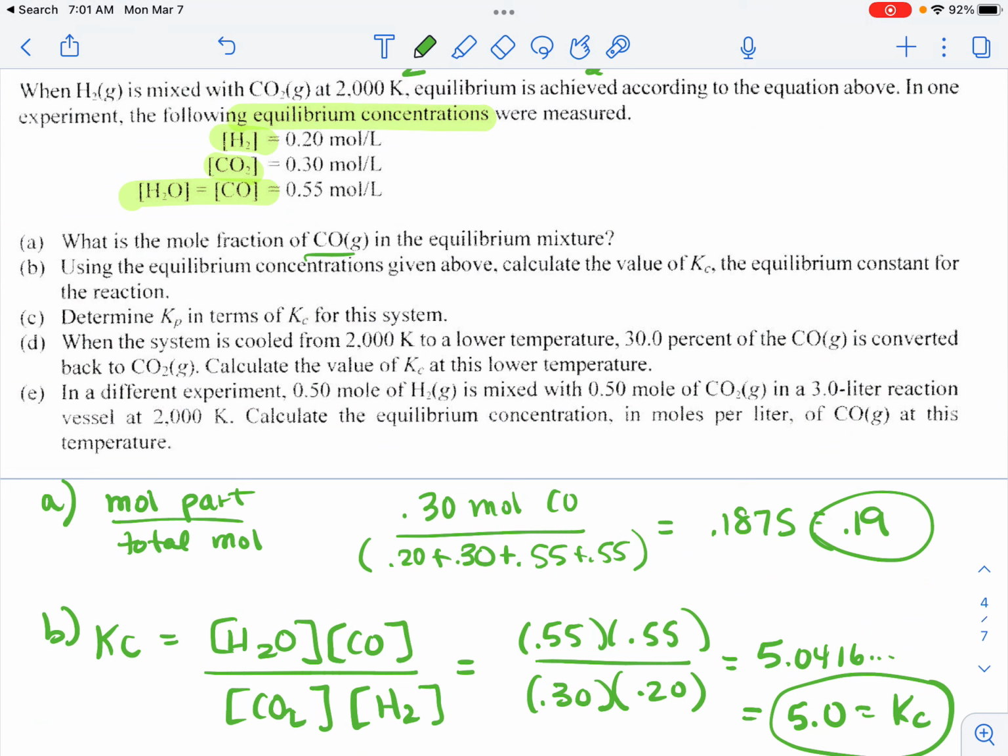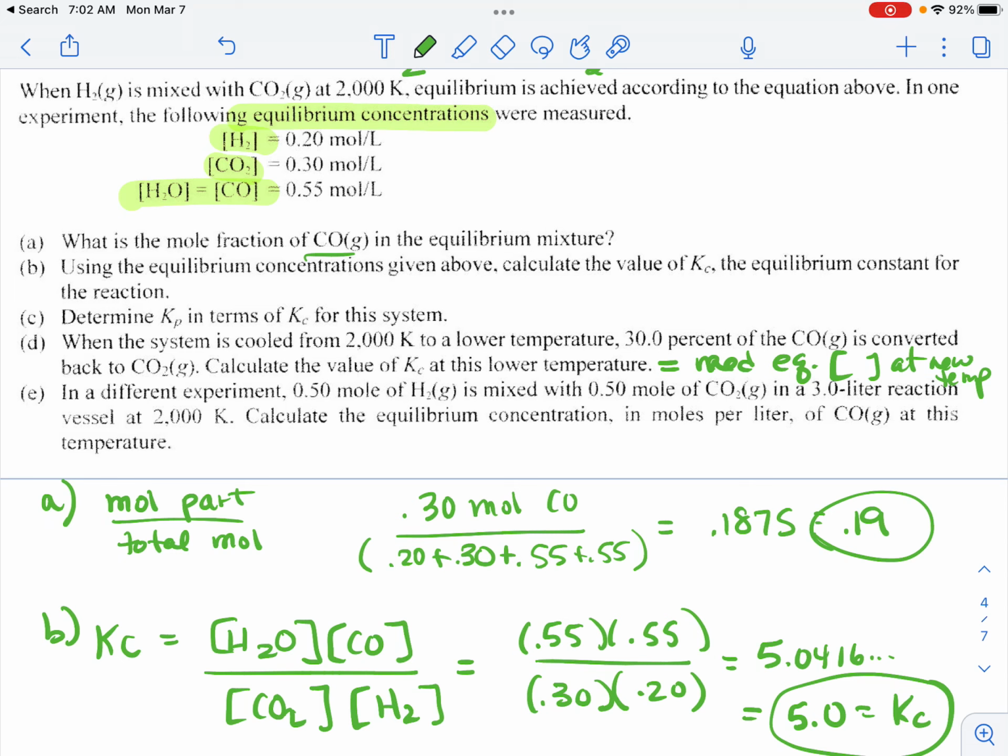Let's go look. It says when the system is cooled from 2000 kelvins to a lower temperature, 30% of the carbon monoxide is converted back to carbon dioxide. Okay, so now they want the value of Kc at the lower temperature, which means I need to know the equilibrium concentrations at my new temperature. And this is going to shift because temperature changes the relationship of the forward and the reverse reactions.